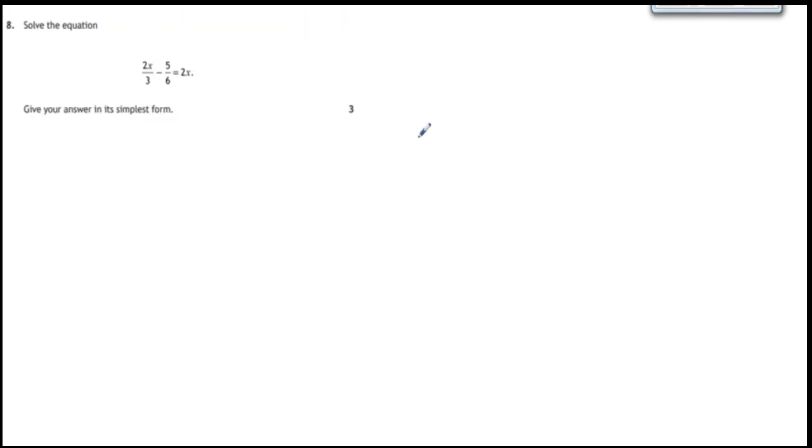Question 8. Solve the equation 2x over 3 minus 5 over 6 is equal to 2x. With equations with fractions, we don't want to have any fractions there, and we're dealing with thirds and sixths. You could multiply by 3 and see where that takes you, and then if there are still fractions, which there will be, multiply again to get rid of the second fraction. But with a wee bit of thought, 3 divides into 6. So if I multiply this whole equation by 6, I should be able to cancel out the thirds and the sixths.